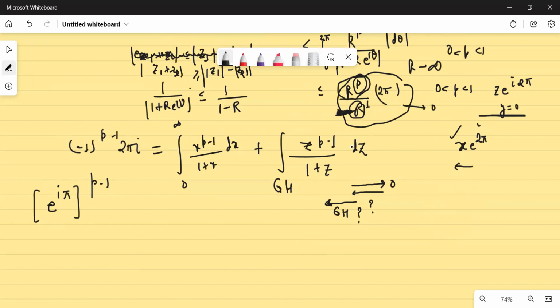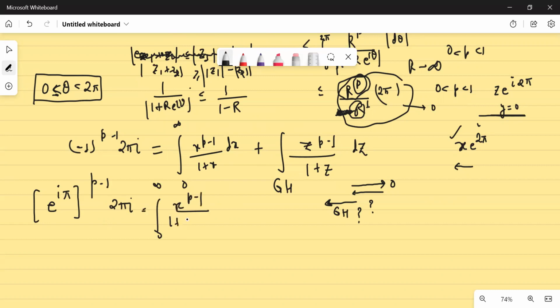Now, because of this slit introduction, we can only evaluate along the principal branch. So, in that principal branch, I'm doing from here to here. I'm actually on my principal branch. So by this, I would write this, and this will be equal to the integral 0 to infinite x raised to power p minus 1 upon 1 plus x dx. And the second integral along GH would be what?